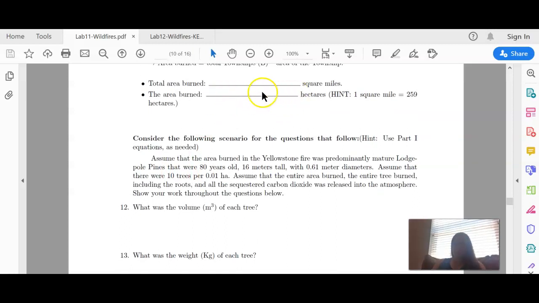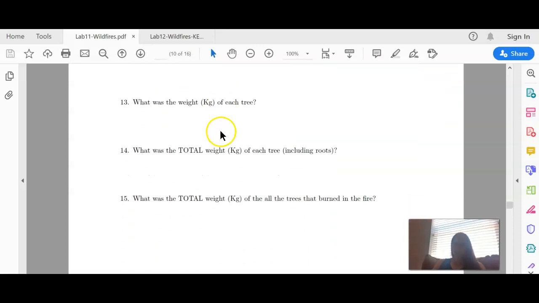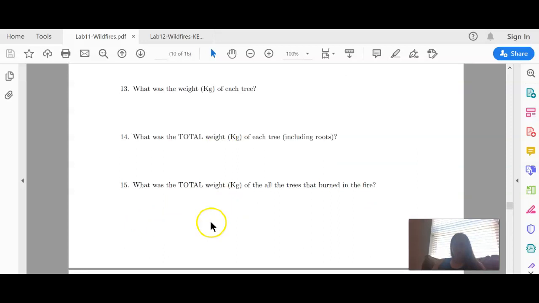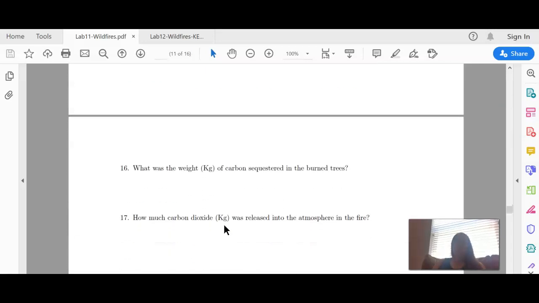We know however many hectares burned, right? So if we know how many trees there are in a hectare, we know how many trees also got burned, right? Excellent. So that number of trees that got burned, we multiply times question number 14, the total weight of each tree, and hence we will know the total weight of all of the trees that got burned in the fire. Good. Okay. Question 16.